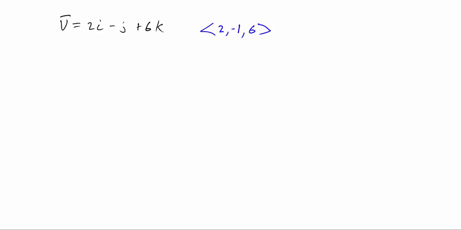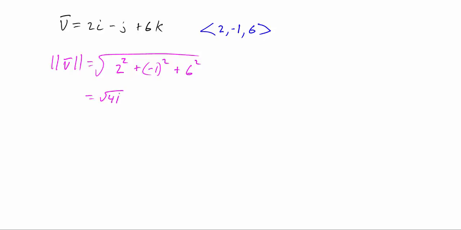We could write it in the ijk format, or once again, 2, negative 1, and 6. And if we want to calculate the magnitude of this vector, we're simply going to take the square root of 2 squared plus negative 1 squared plus 6 squared. So then we get 4. 2 squared is 4, negative 1 squared is 1, plus 6 squared is 36. So we would end up with the square root of 41. So once again, that is very similar to what we did when we had vectors in 2 space.